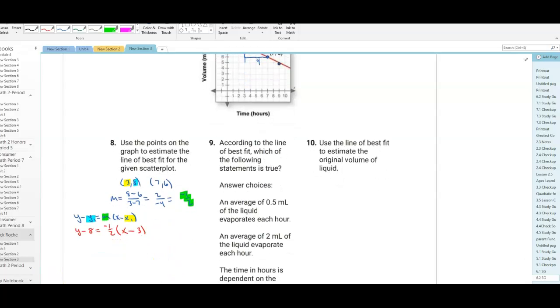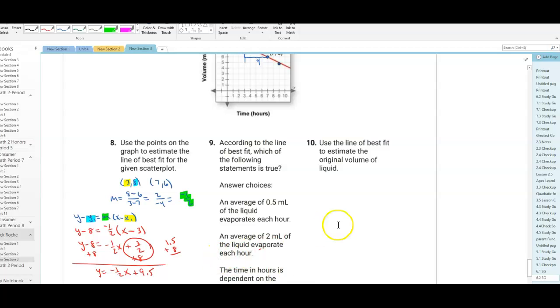Now I'm going to go ahead and simplify this. The first thing I have to do is distribute. So y minus 8 equals negative 1/2 x, then a negative times a negative is a positive, 3/2. Now, when I add 8 to both sides, I'm basically going to get negative 1/2 x. Now, 3/2 is the same as 1.5, plus 8, which is going to give me plus 9.5.